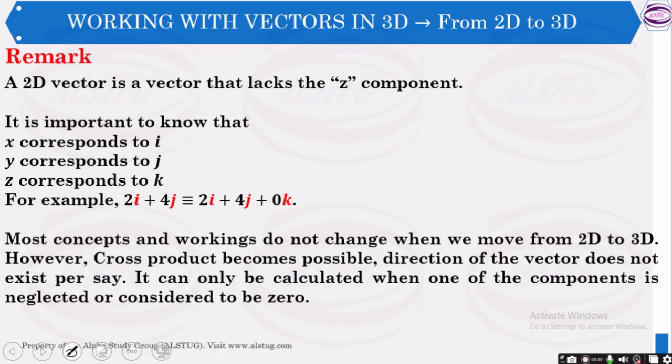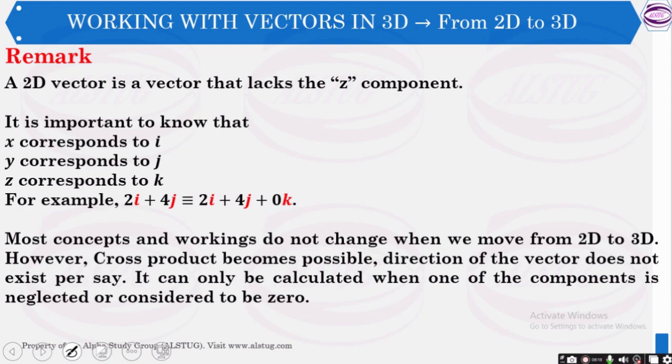The cross product was not possible with two-dimensional vectors, but it is possible with three-dimensional vectors, because dot product leads to a scalar, but cross product leads to a vector. Cross product multiplies two vectors to keep them as vectors. Now, there are many other reasons for this, but we are going to get there in due time. So we say cross product becomes possible. Direction of the vector does not exist per se. It can only be calculated when one of the components is neglected or considered to be zero.